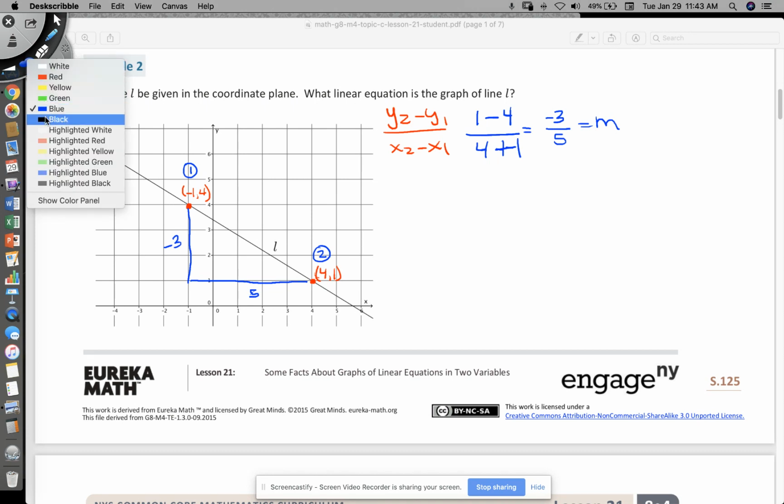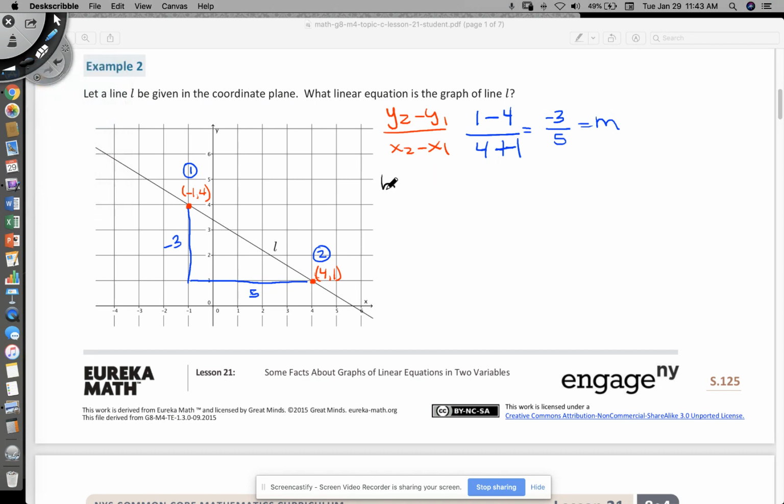Now I want to solve for b. It doesn't matter which one you pick. I'm going to go ahead and pick the first one this time. So -1, 4. So my y is -1. Excuse me, not my y. That's my x. Let me write that again.